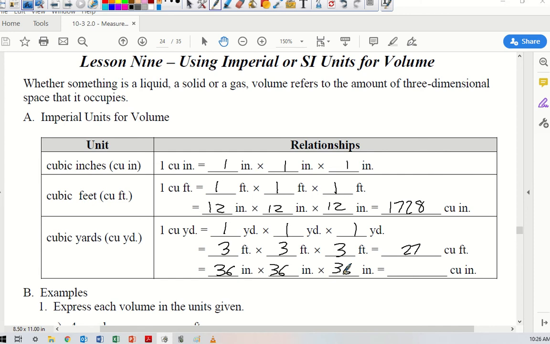What was that, John? 46,656 cubic inches. Good.